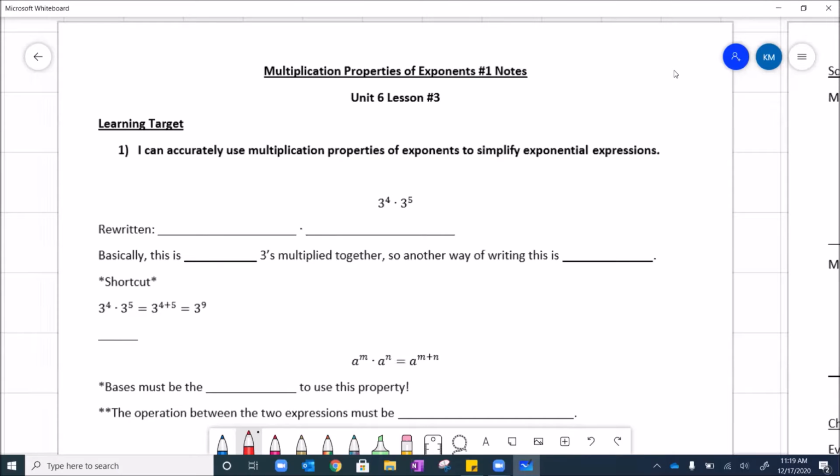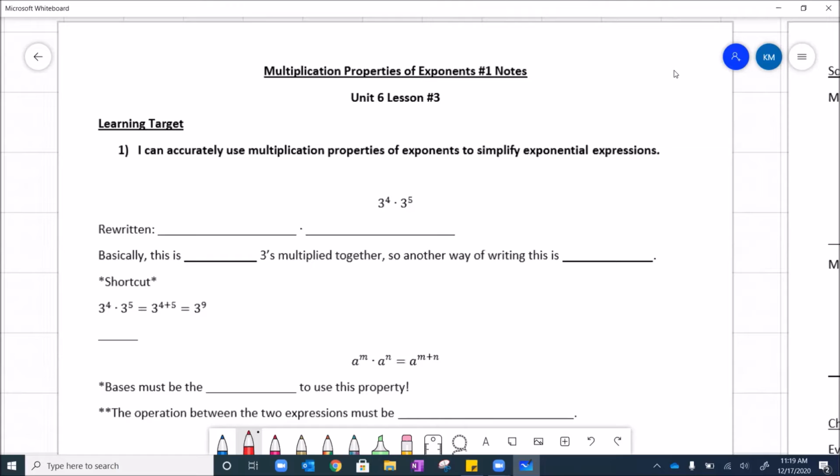Today we're going to look at multiplication properties of exponents. At the end of this video, you should be able to accurately use multiplication properties of exponents to simplify exponential expressions. Okay, let's dig into our concept by rewriting this expression.